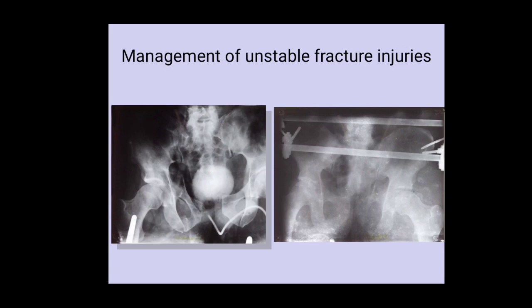Note if we have instability of both the anterior and posterior part, the application of an external fixator is not enough. So for these cases, you should apply a pelvic clamp on the posterior part of the pelvis, and that will reduce the blood loss and improve the general condition of your patient.